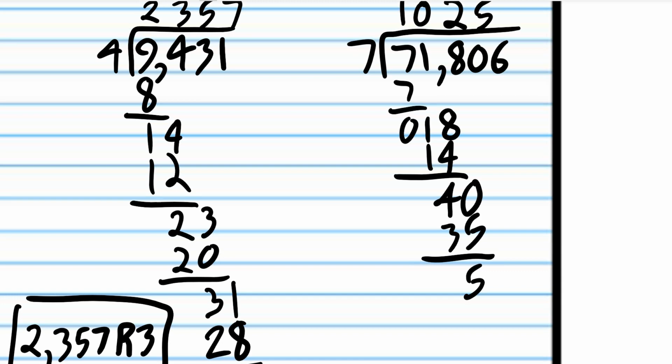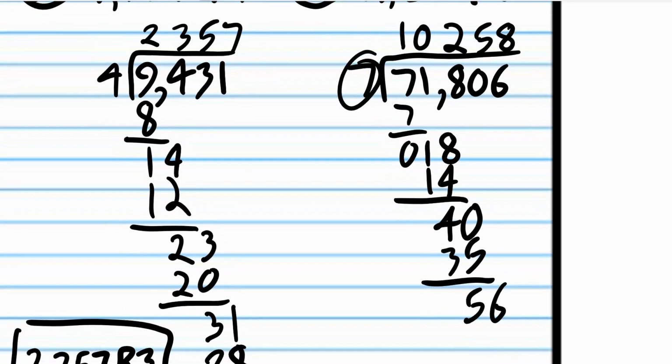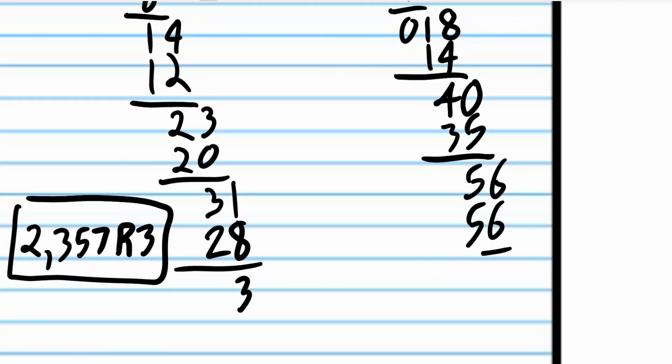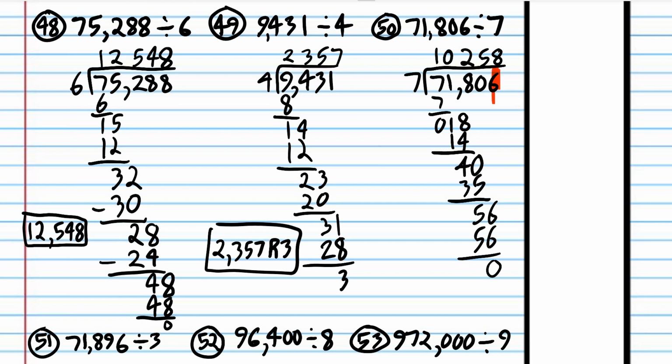All right, so now we bring down the next number, as always. Bring down the 6. And 7 goes into 56 8 times. 7 times 8 is exactly 56. 56 minus 56 is 0. And the 6 was the last number, right? Which means that there are no more numbers over here, so we're done. And the remainder is 0, so we don't have to write our R for remainder. So final answer is this number here, 10,258. No remainder.